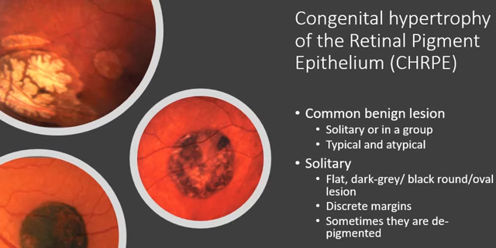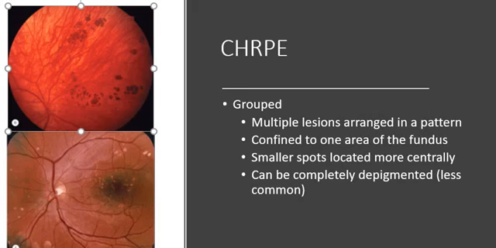So a solitary chirpy is flat, and it's usually dark grey or black, and they can be round or oval, as you can see in these ones here. They have discrete margins, and that means that if you were to take a pencil and try and draw around the margin, it's quite clear where the chirpy margin is. So this is quite different to a nevus. The nevus tends to have more feathery edges. Sometimes they can also be depigmented, like the one in the top image, but usually they're a dark color.